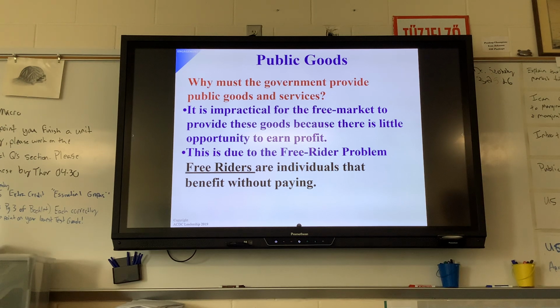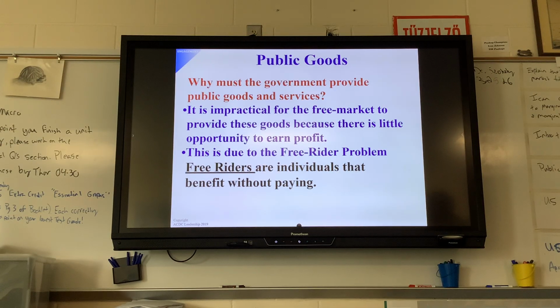Let's say that you dodge paying your taxes for 20 years. You're still being protected by the military. You still benefit from getting to drive on roads. You still benefit from access to hospitals in the community. Right? Those would be our free riders, right? People that are taking advantage of public services without providing money to it.